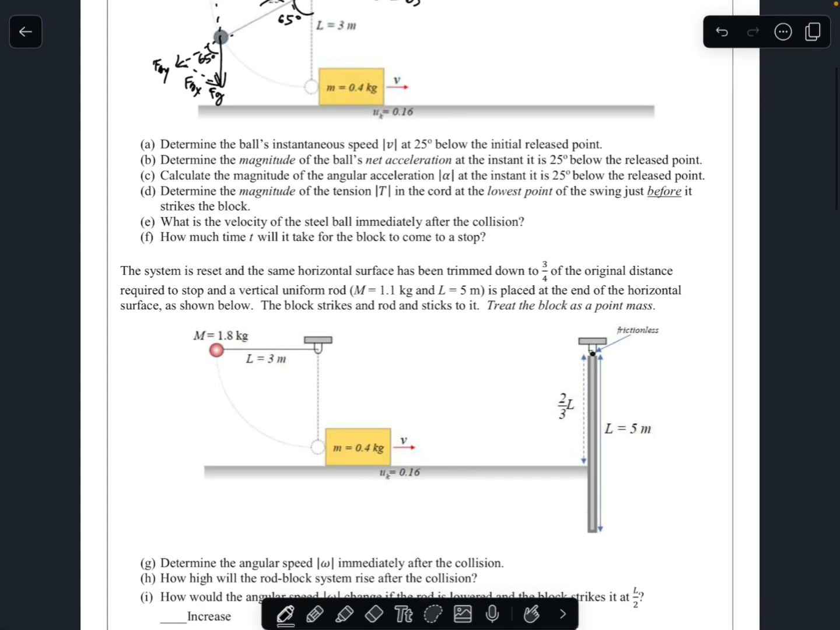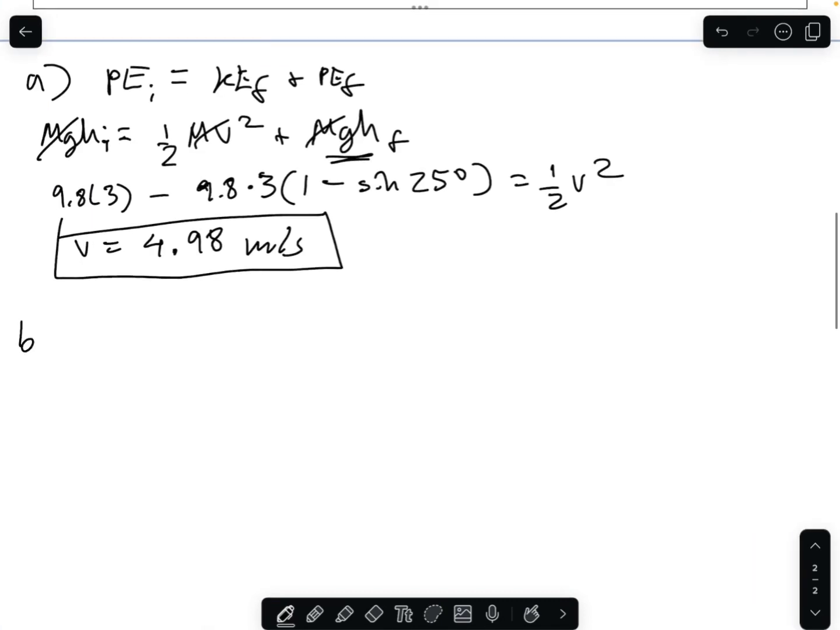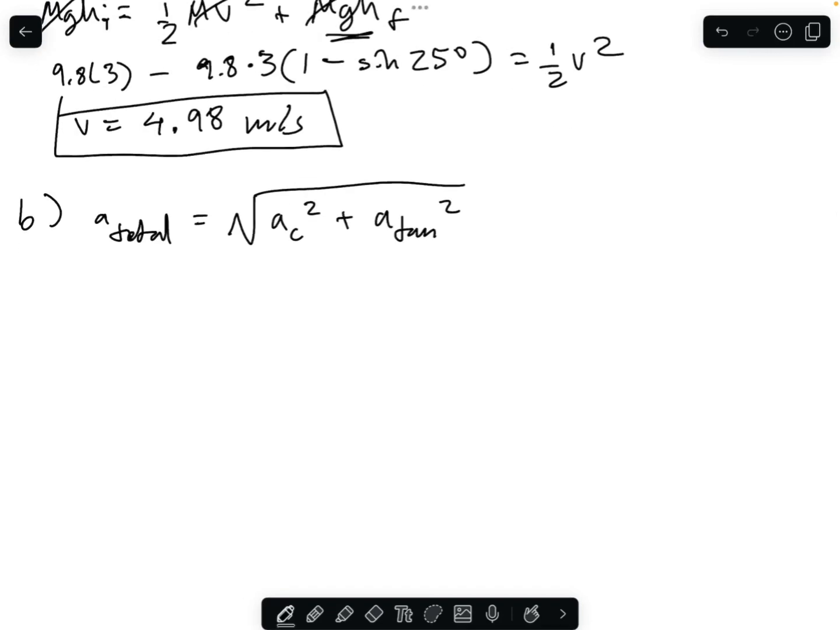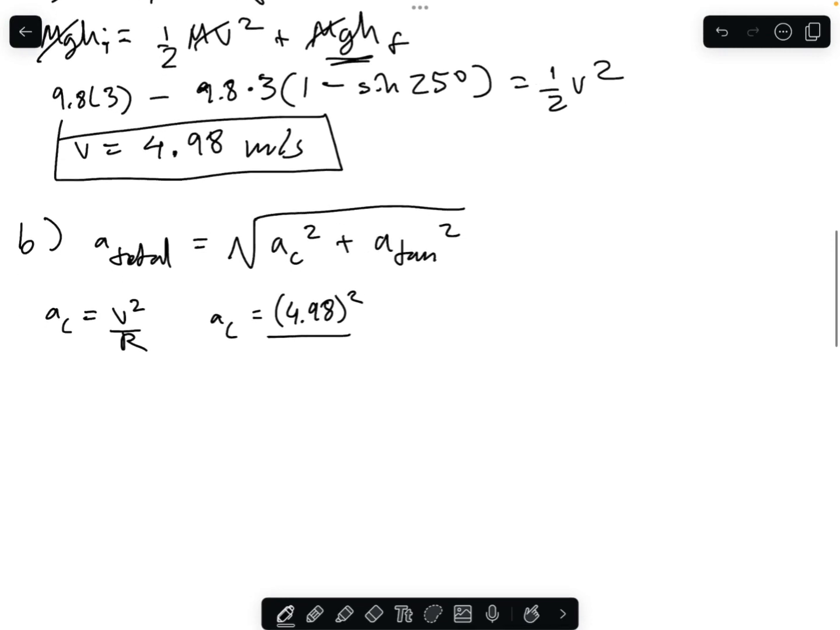And then the net acceleration is going to be, first, a total equals the square root of a_c squared plus a_tan squared. Now I'm going to find each of the parts. a_c is v squared over r, and we're going to use the v from the previous answer, which was 4.98 squared over the radius, which is the length of the string, 3. You're going to get about 8.28 meters per second squared for the centripetal.